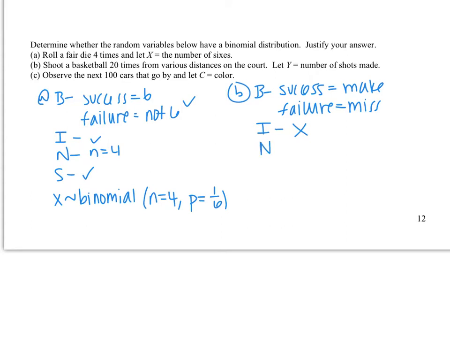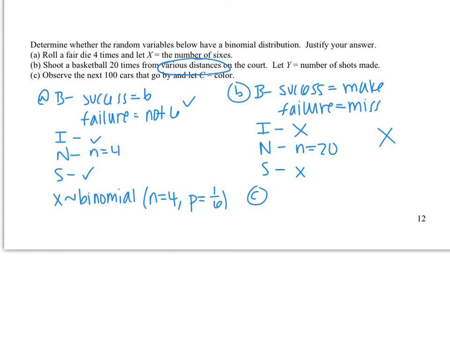Is there a fixed number of trials? Well, yes, I'm shooting 20 times. Is my probability of success the same? No, it is not. So again, the more I shoot, I might get better, I might get more tired. It also says from various distances. So the closer I am, maybe I'm more likely to make the shot than further away. So part B, this is not binomial.